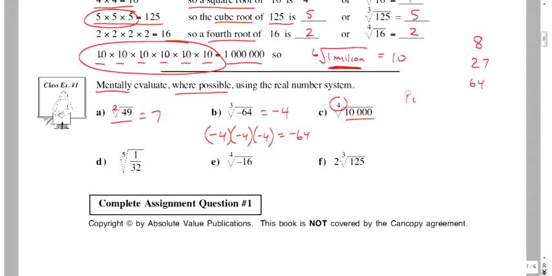Okay, is there a number multiplied by itself 4 times to give us 10,000? Well, what's 10 times 10? 100 times 10? 1,000 times 10? 10,000, yeah. When you see all those zeros, you got to think. Remember, our number system's based on 10, right? You got to think 10. That's 100 times 100. Same thing.